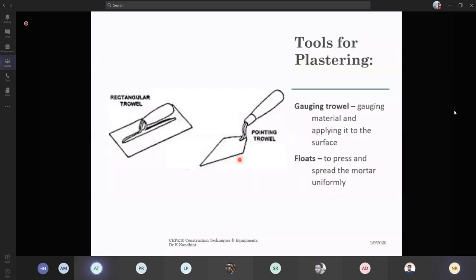Ma'am, the PDF page is not changing. Yeah, it changed now. Can you see these tools?